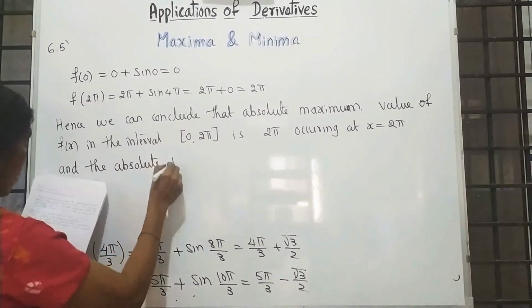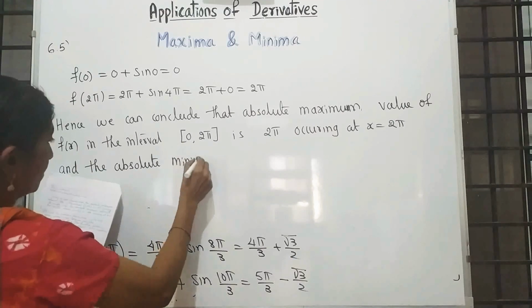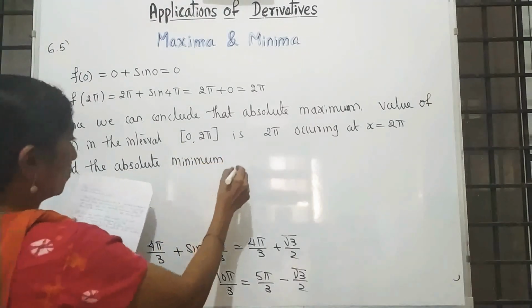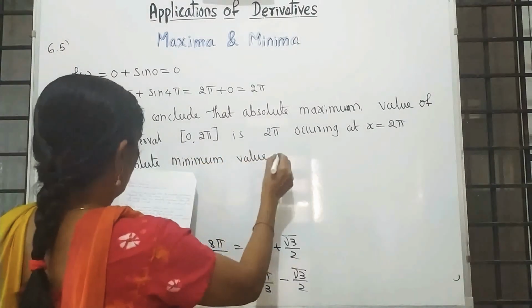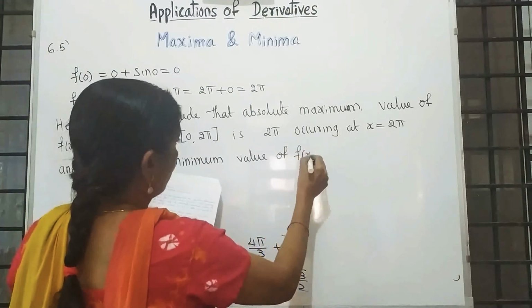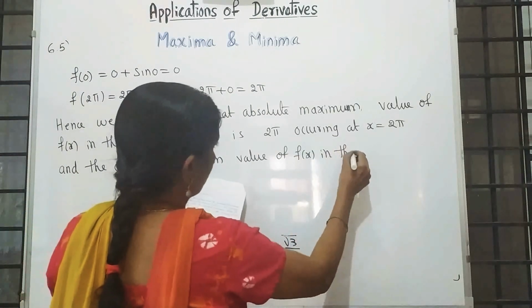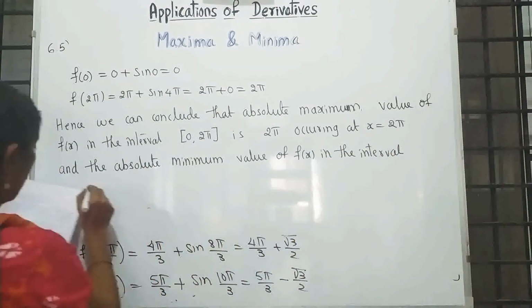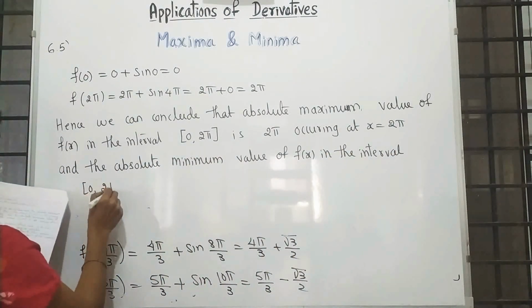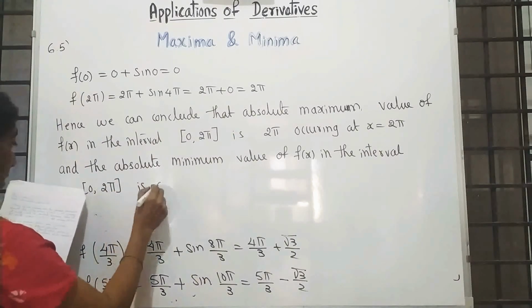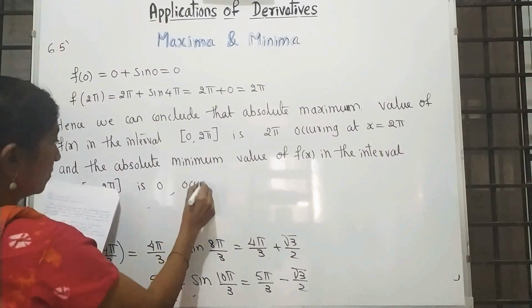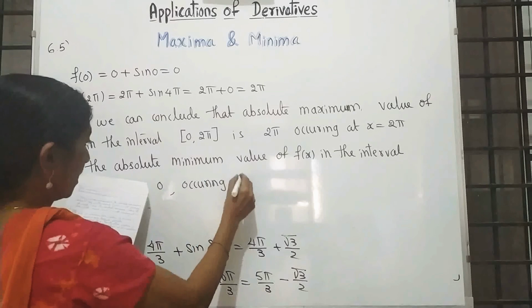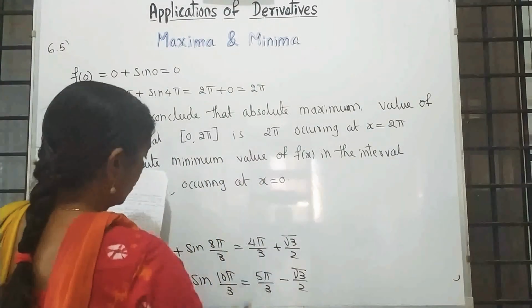And the absolute minimum value of f of x in the interval 0, 2 pi is 0 occurring at x is equal to 0.